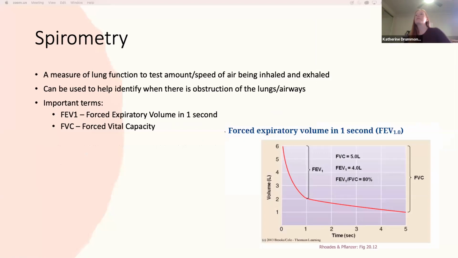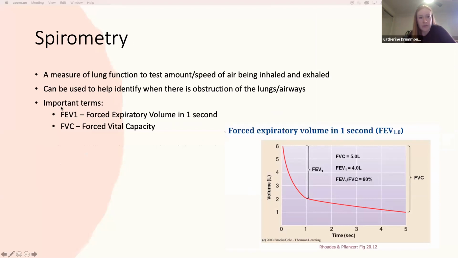Okay. So spirometry is a way for us to measure lung function. We can test the amount and the speed of air that we're inhaling and exhaling, and it helps us to identify if there's any obstruction in the lung and airways, more or less when it involves respiratory disease, such as asthma or COVID-19. So some important terms, I don't know if you guys need to know this. I noticed that it was briefly in your lecture slides, but I just thought I'd go over it anyway.